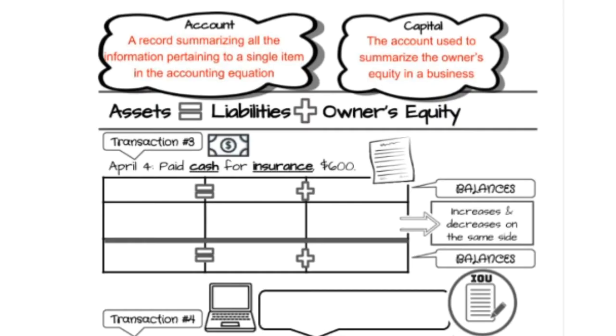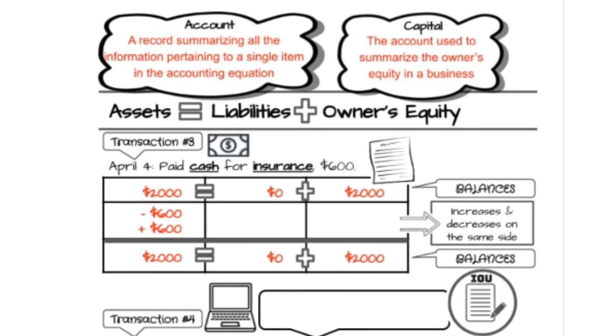And our little piece of paper there shows our repeat image that emphasizes insurance. So first things first, we need to bring our balances down from the previous transaction. Then we need to figure out paid cash. Well, if we're paying cash, we're subtracting cash. So we've got a minus 600 under assets. And then insurance is also something of value. That's also an asset. So we're adding 600 to another asset account.